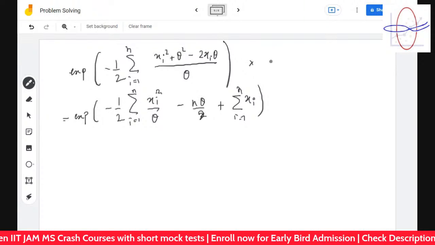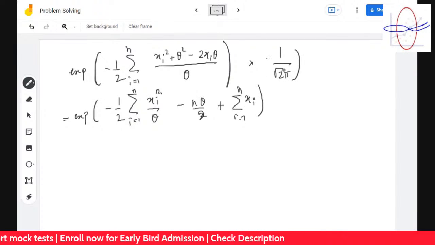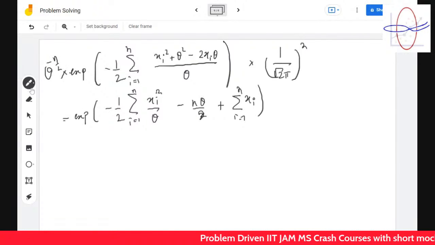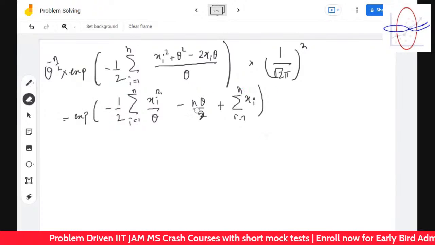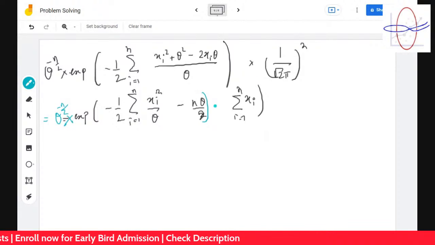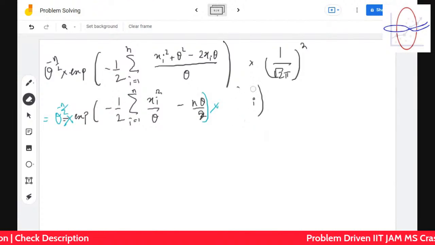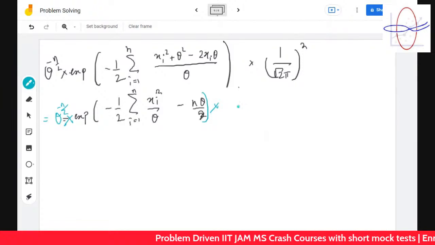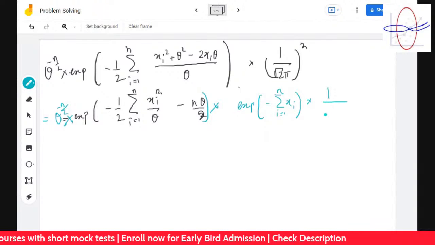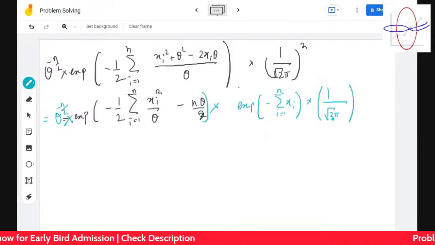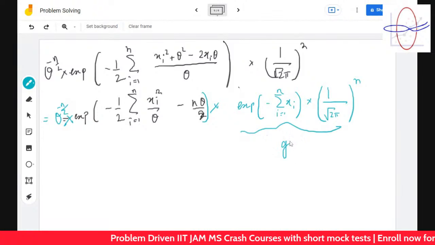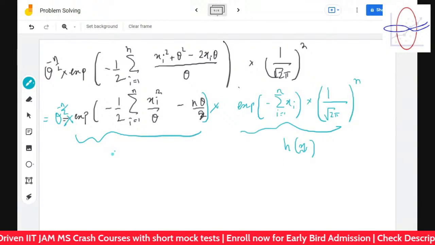So here there was another term, 1 by root 2 pi whole to the power n, times theta to the power minus n by 2. So you can understand easily that this will be going out. So you can just write it out here, times exponential of minus summation of xi, i from 1 to n, times this weird stuff. So you can understand easily now this is the h of x part, and this is the g of t comma theta part.